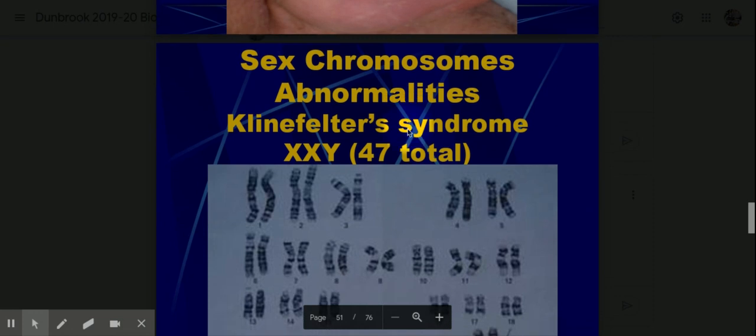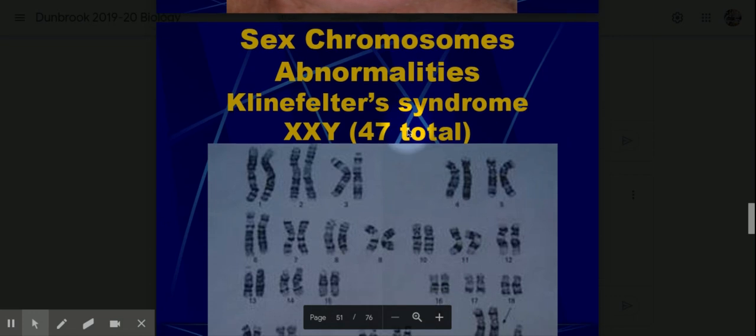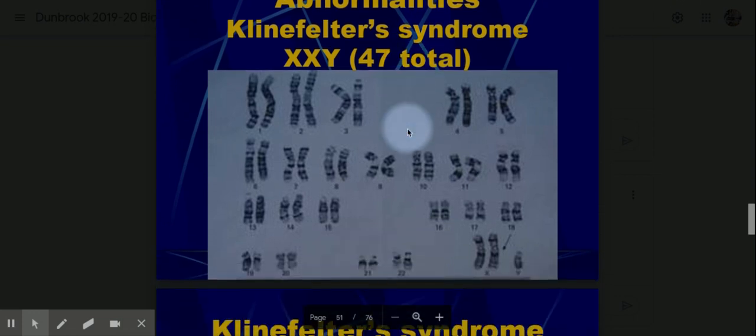We can also have chromosome abnormalities in number in the sex chromosomes. Remember, XX is a girl, XY is a boy. Well, wonder if we have extra 23rd pair chromosomes here. Remember, Down syndrome was an extra number 21. Patau syndrome was an extra number 13. Wonder if we have one of these chromosomes extra in the sex chromosome number there. Remember, the 23rd pair is actually your sex chromosomes.